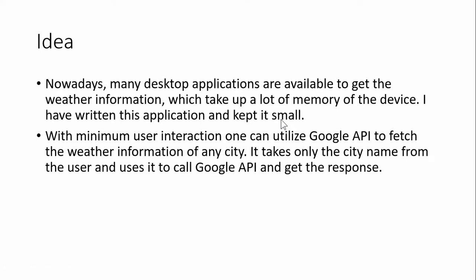Nowadays, many desktop applications are available to get weather information, which take up a lot of memory of the device. I have written this application and kept it small. With minimum user interaction, one can utilize Google API to fetch the weather information of any city. It takes only the city name from the user and uses it to call Google API and get the response.